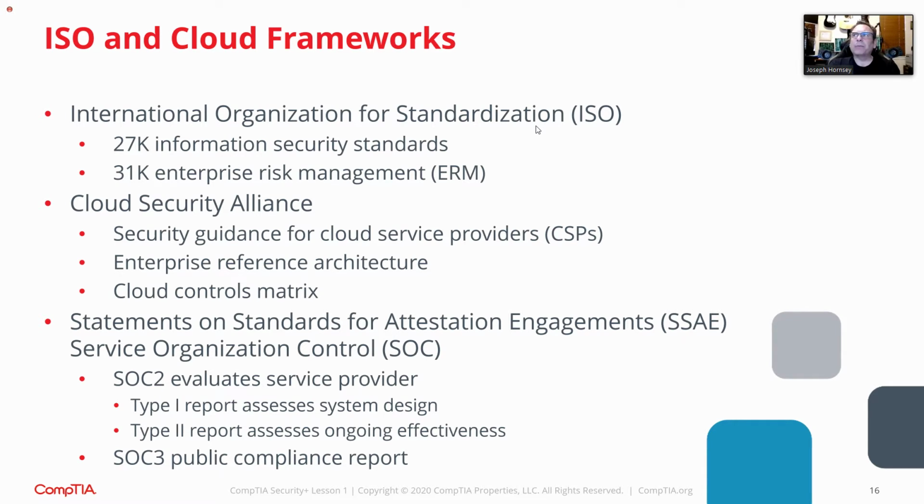As far as the exam goes, be familiar with these organizations and be familiar with the 27K and 31K designations for ISO, that the 27,000 series of frameworks are for information security. The 31,000 is risk management. I don't really think you need to worry too much more about it than that. Cloud Security Alliance, I didn't see it. Nobody's told me that they have, but again, just be familiar with who they are and what they do. I don't think you really need to dive into the weeds there.